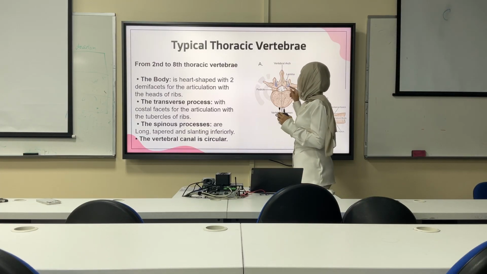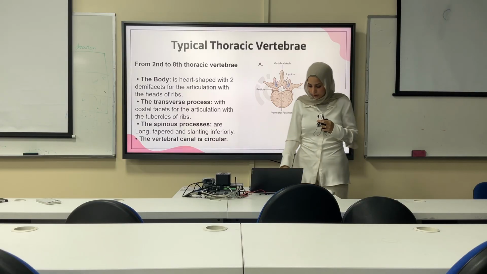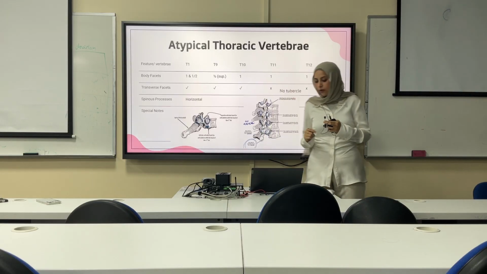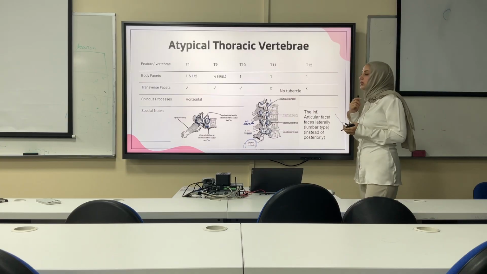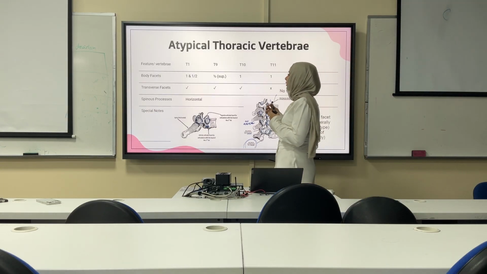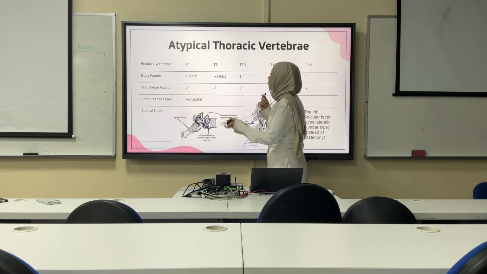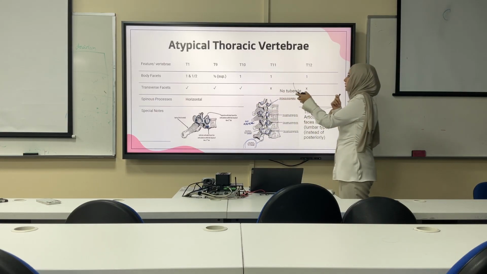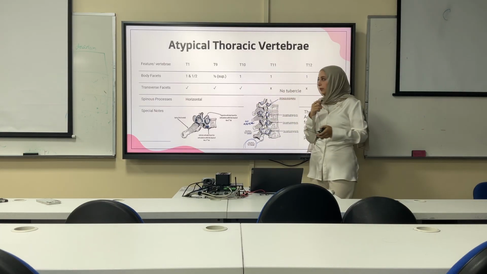And then the vertebral canal is circular, as you can see already. Okay. Now, atypical thoracic vertebra. What's the difference between what we just explained and the atypical thoracic vertebra? So I made this table. The first, and then 9, 10, 11, and 12 are all atypical.